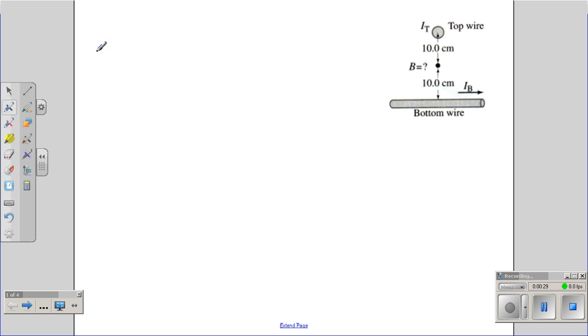So we will start off by writing out the information that we have. We know that I top equals 2 amps and the current on the bottom equals 3 amps.